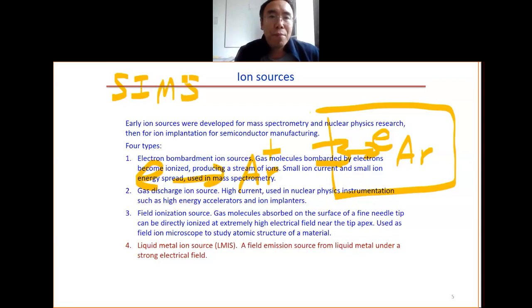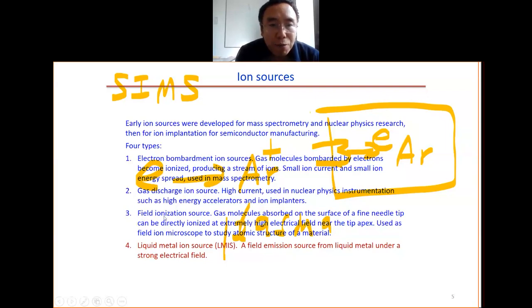It's called SIMS, secondary ion mass spectroscopy. The next one is the gas discharge ion source. The gas discharge, we know, is nothing but plasma. So this is the plasma ion source. We'll talk about the plasma ion source later on.